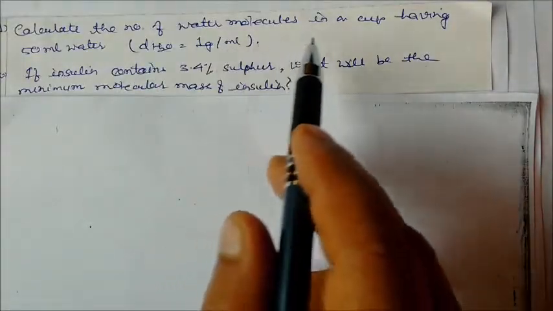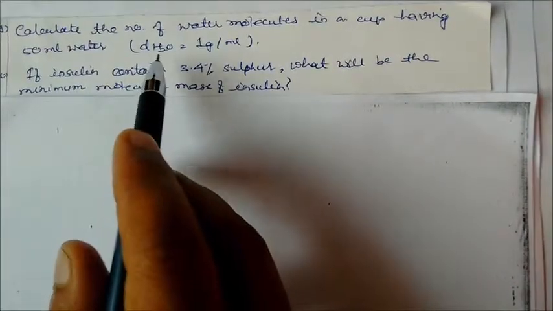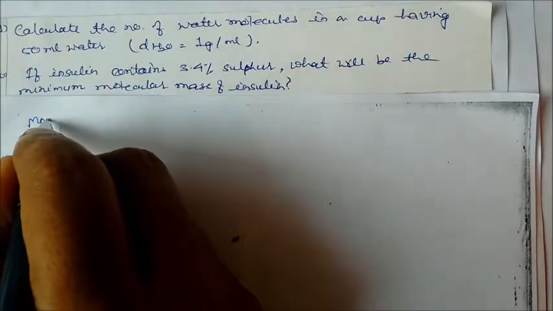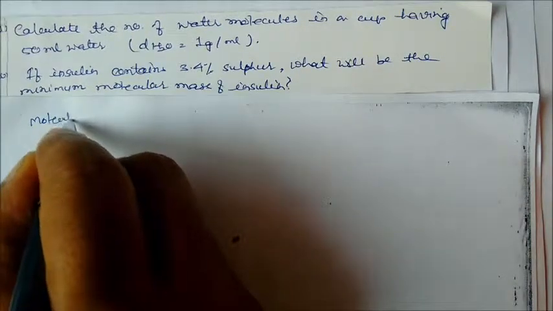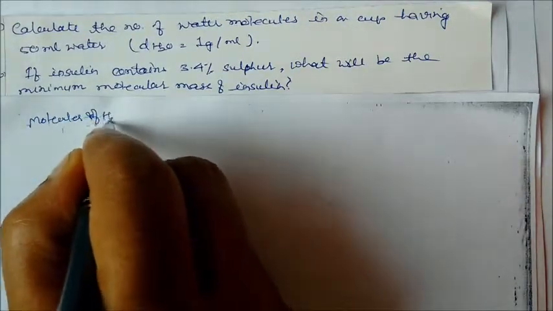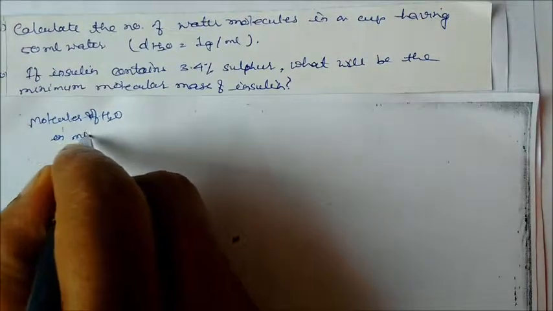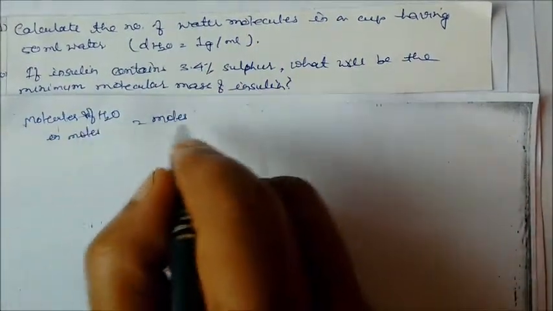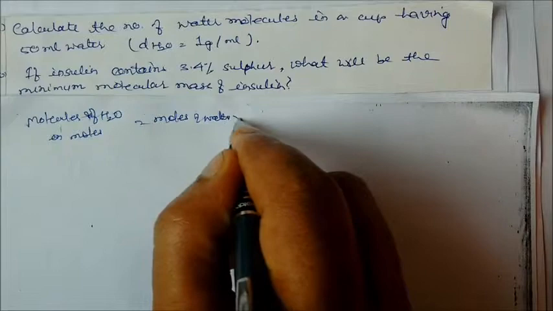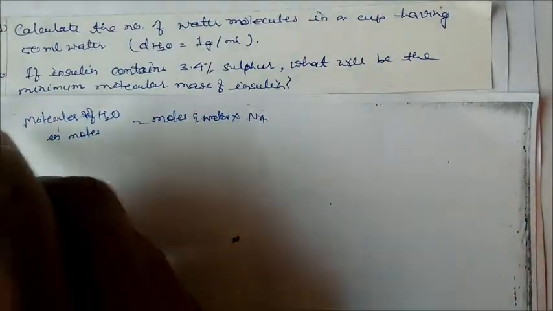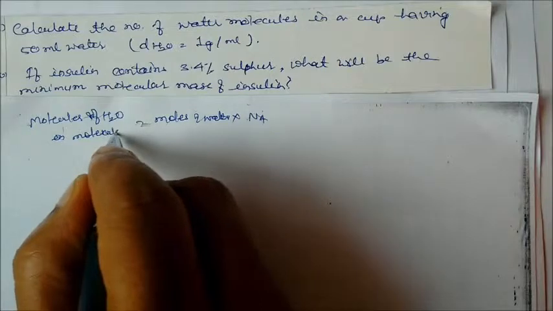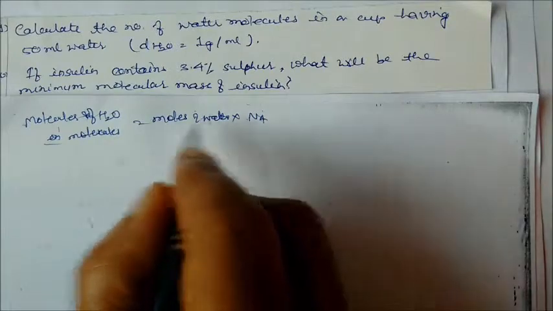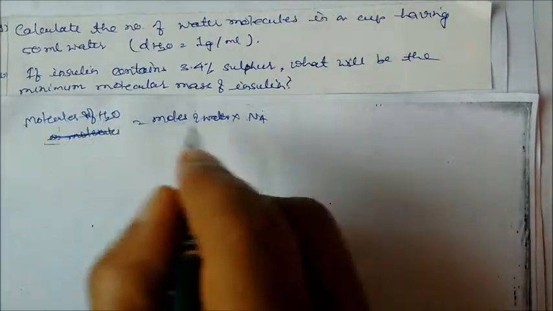Calculate the number of water molecules in a cup having 50 ml of water. Density of water is 1 gram per ml. So we can write here, the number of molecules of water will be moles of water into Avogadro number. So molecules of water will be moles of water into Avogadro number, right here. Molecules of water will be this much.